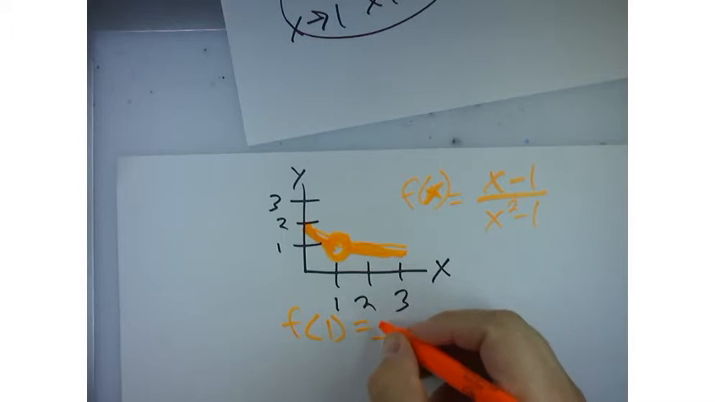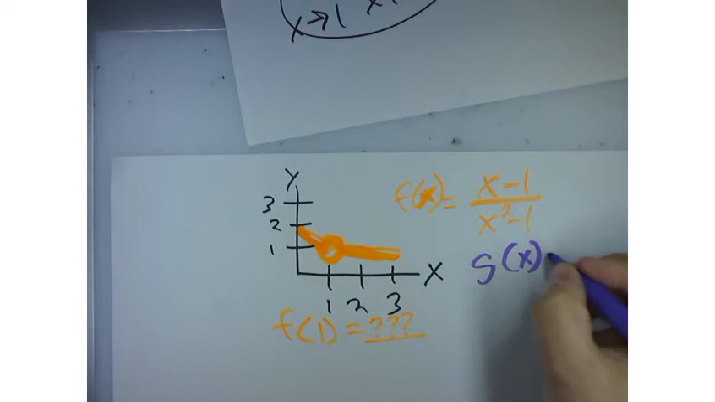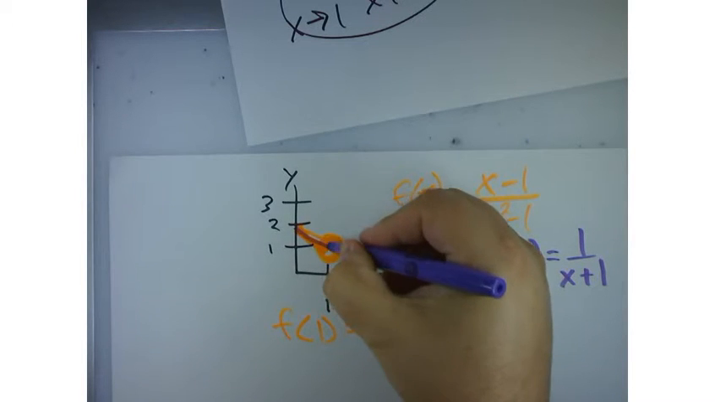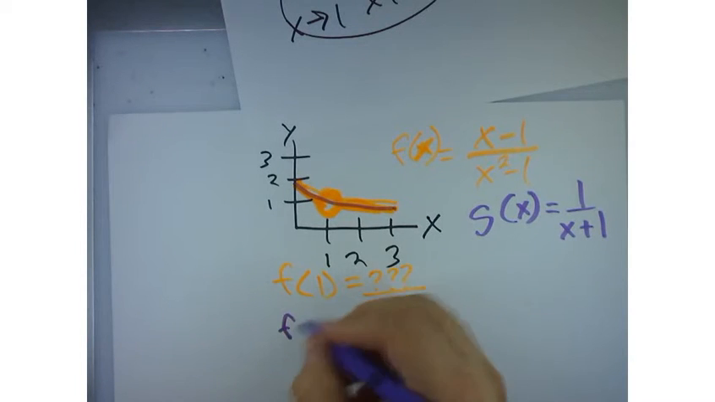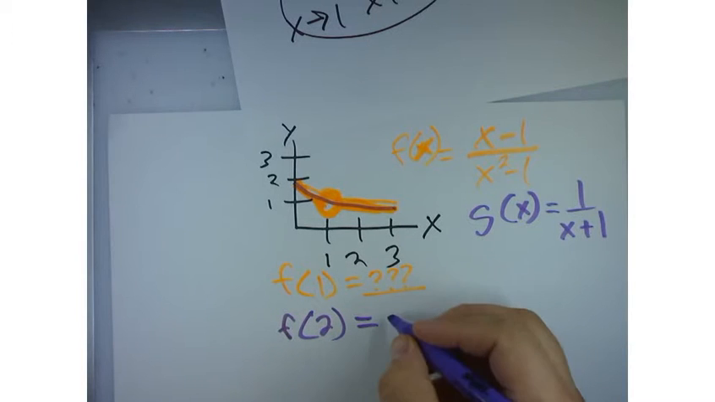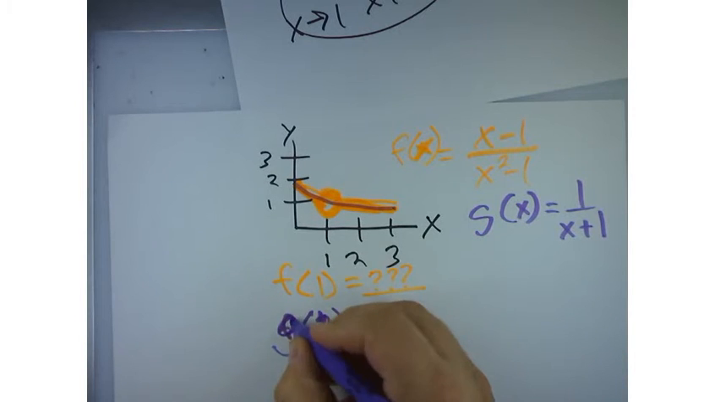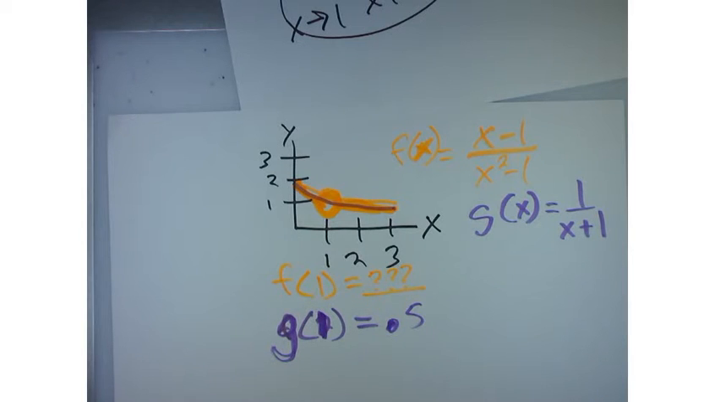There is no value. It doesn't exist. It doesn't have a value. It's undefined. However, if I come in and I graph g of x, which is 1 over x plus 1, I'm simply graphing right on top of the other. And that's how it works. Oh, g of x, not f of x. So if I say g of 1, that equals 0.5. Does that make sense?